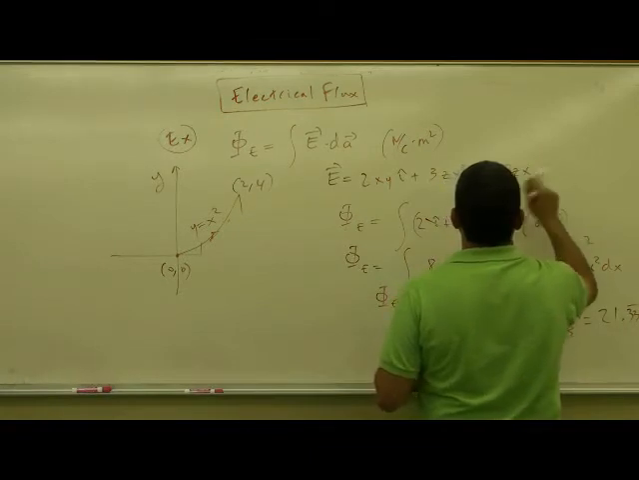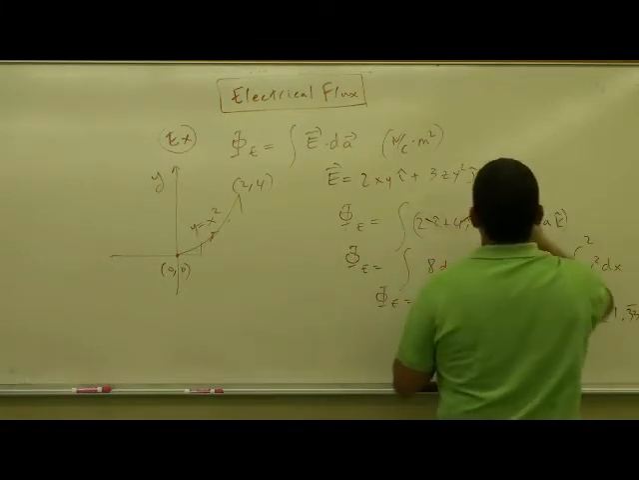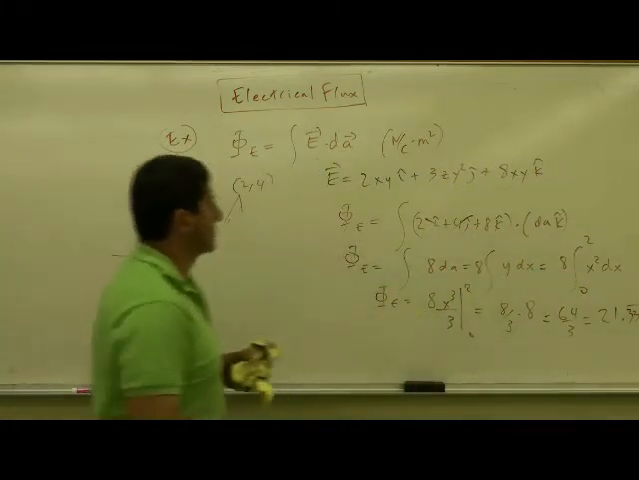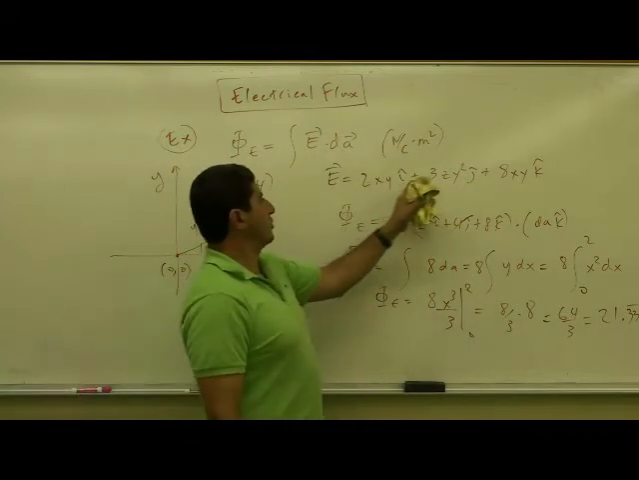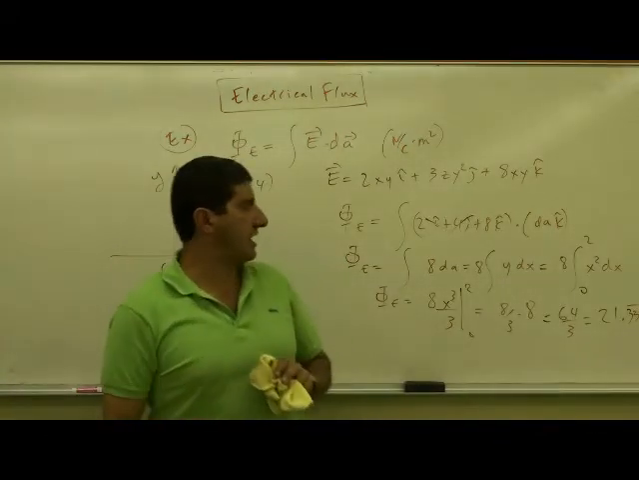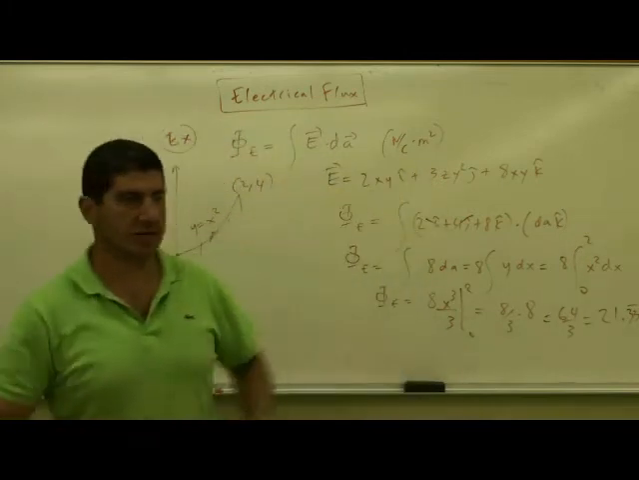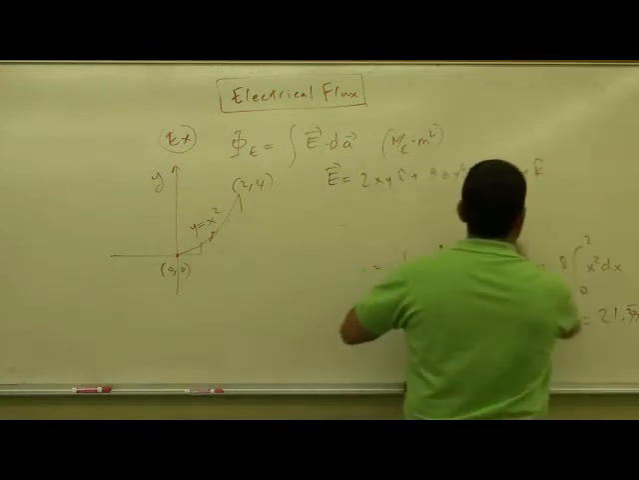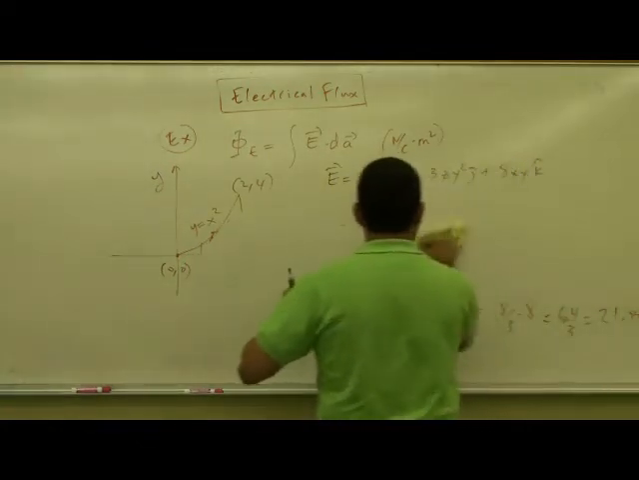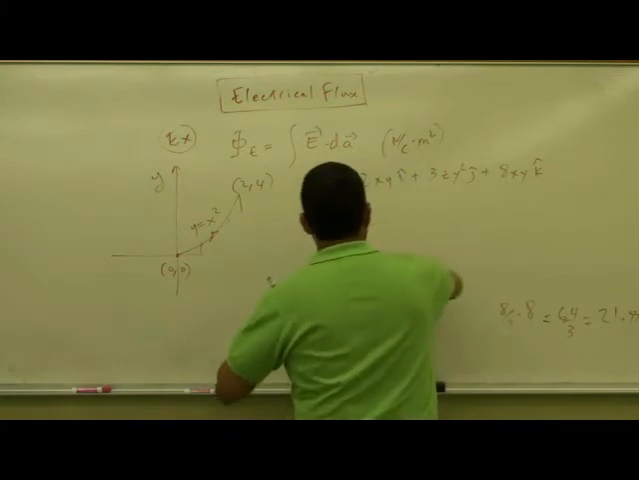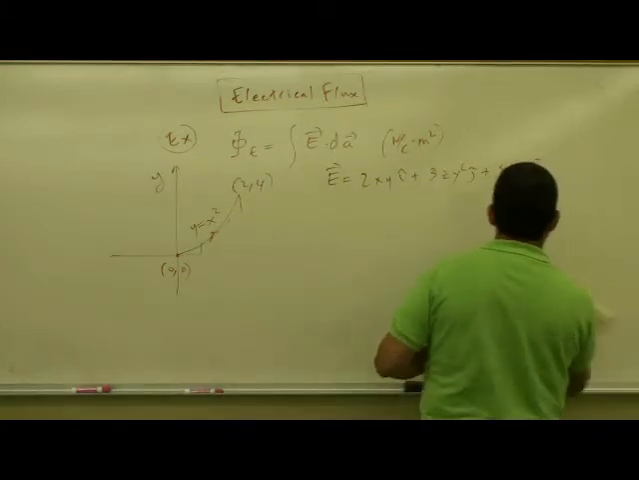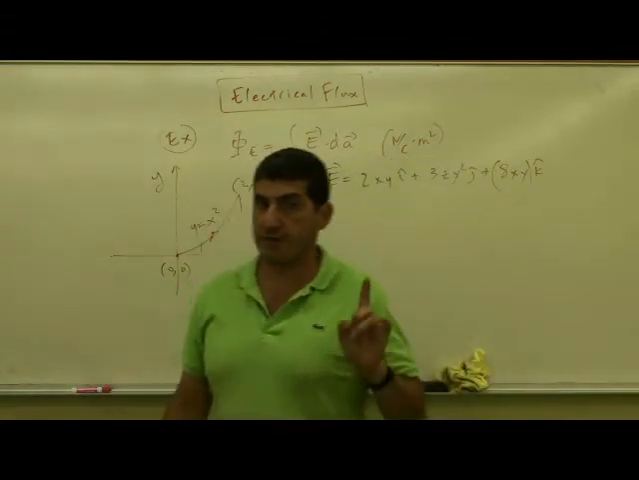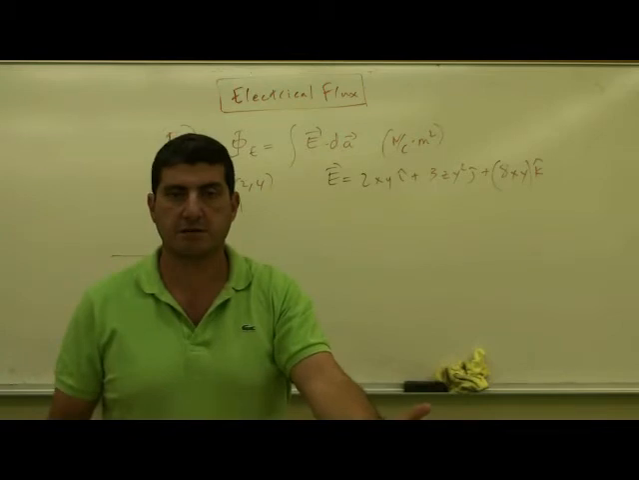Let's say here, something like that. 2xy i hat plus 3zy squared j hat plus 8xy k hat. Okay? So now, which component of the electric field will yield the flux?